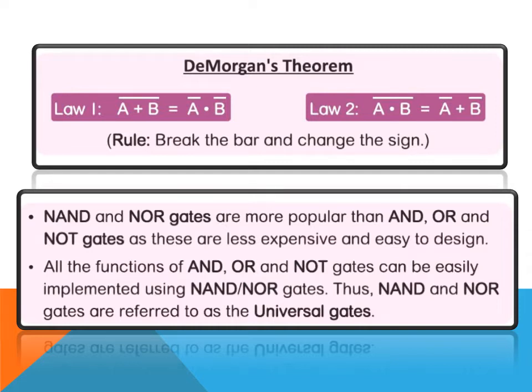Now, in the first part of the video of this chapter, we have learned the classification of gates: the basic gates, the universal gates and the exclusive gates. In the universal gates, there were two gates, NAND and NOR. This is why these two are called the universal gates. All the basic gates can be designed using these two gates. Please pause the video, note down this definition.